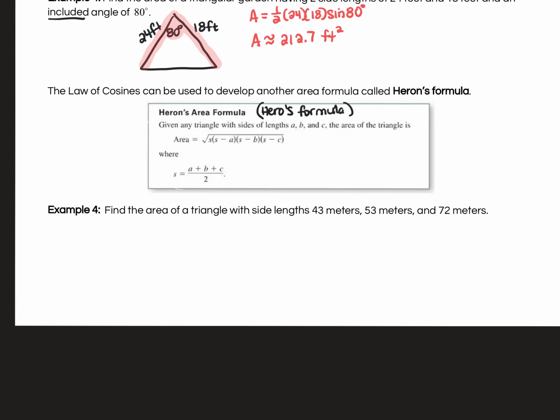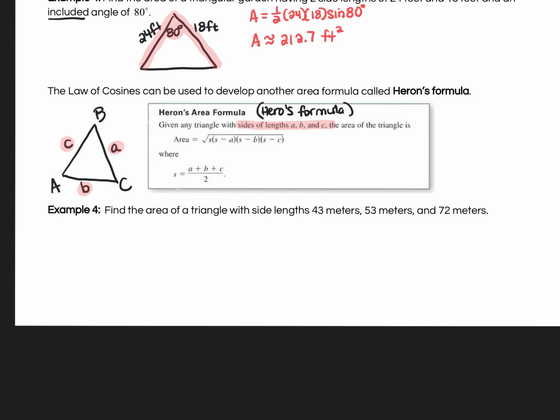So Heron's formula says that if you have a triangle, let's call our triangle ABC, and we have our sides across from the angles also labeled A, B, and C. And if we know all three sides of the triangle, that's the key this time, we know the side lengths, so we would have these three things.